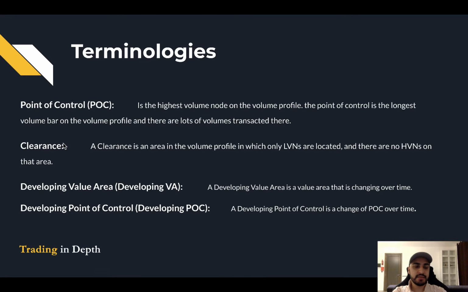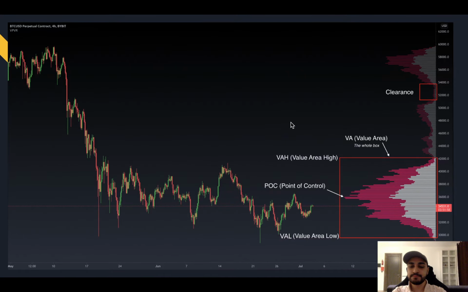Yeah, then you have point of control, which is the highest volume node on the volume profile. The point of control is the longest volume bar on the volume profile, and there is a lot of volume transacted there. What do I mean by that? If you see here, we have the big HVN, right? So this is actually the longest histogram bar that we have in the whole volume profile section.